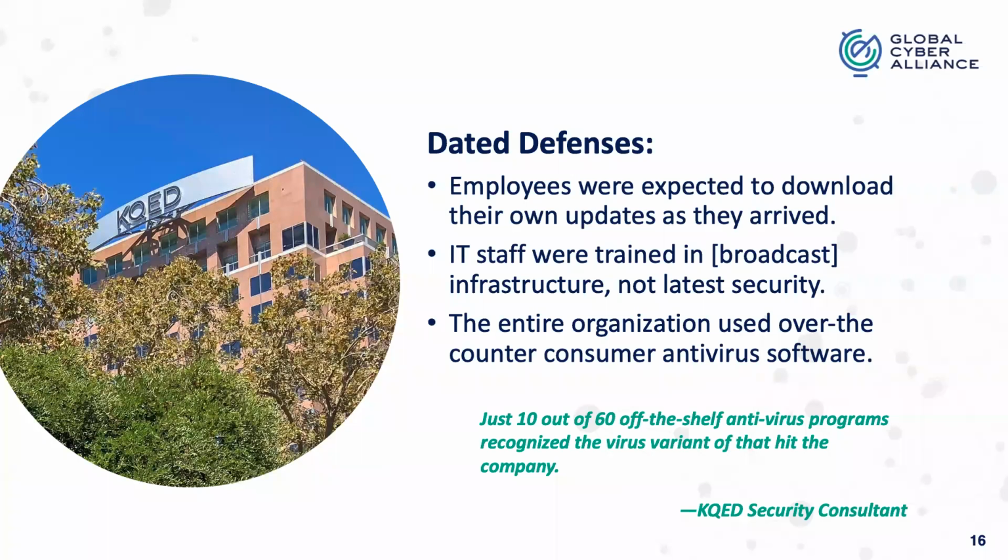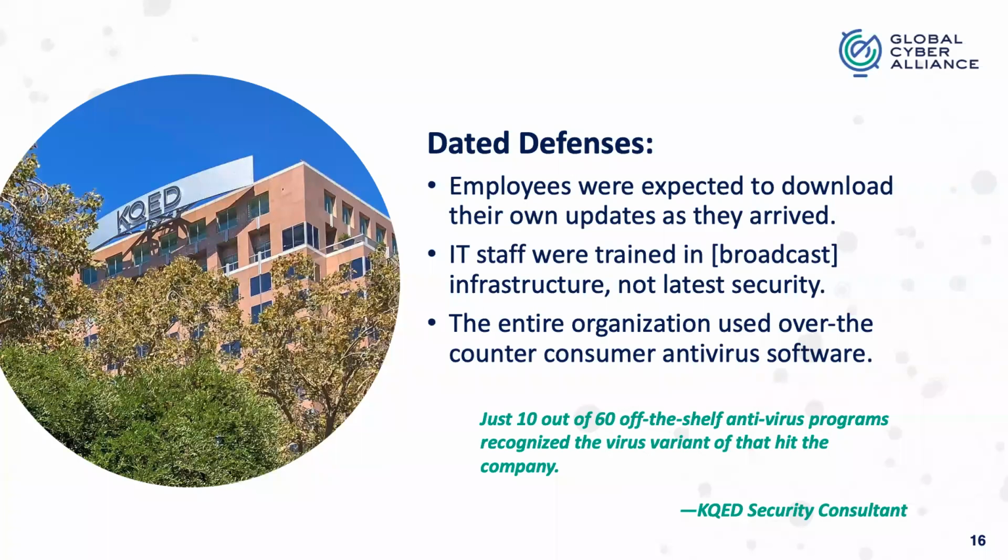It found that just 10 out of the 60 off-the-shelf antivirus programs recognized the virus variant that hit the company. So this obviously went through because some employees just had a different off-the-shelf antivirus program, right? They probably got the cheapest one available. That's not really that secure. But if the organization had chosen one that was higher grade, more of a business-level antivirus, they probably would have been protected, and it most likely would have recognized that virus variant and could have prevented this ransomware infection.